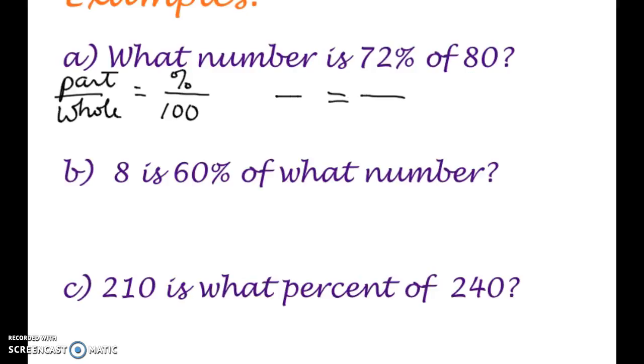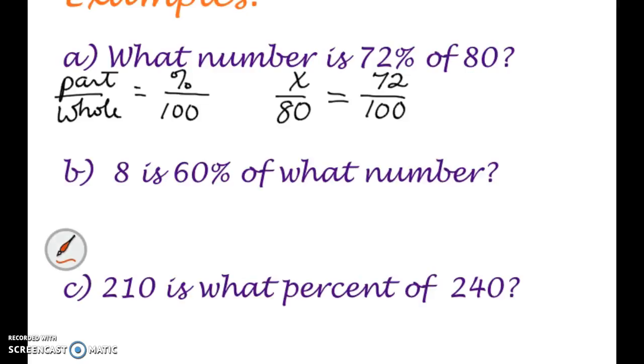What number is 72% of 80? So I'm going to set up this proportion and put things in the right place. What's the part? Well, we don't know. We're looking for what number is. 72%, well, that's the percent, so it goes on the top over here on the right, and that's always over 100. So 72 out of 100. 80 is the whole, and that's going to go down on the left. So we're solving this proportion: x out of 80 equals 72 out of 100.